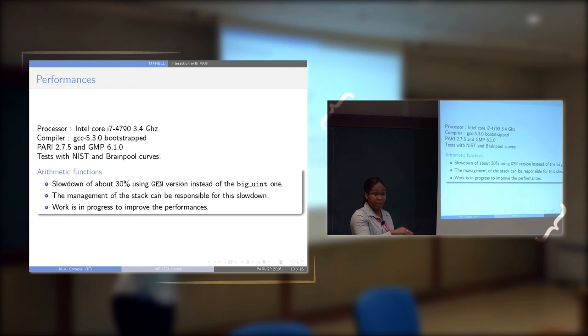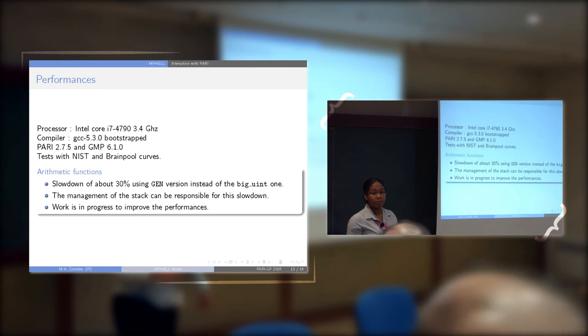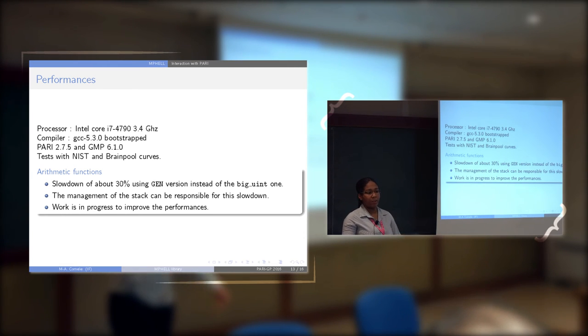but we had to manage it in MPHELL. Did you profile the code for your bench, for instance? Which PARI functions were responsible? In fact, when I do the bench, I have some GeoRepile instruction at the end of a certain function. If I remove this function, there is a little slowdown. Okay. So work is in progress to improve these performances.